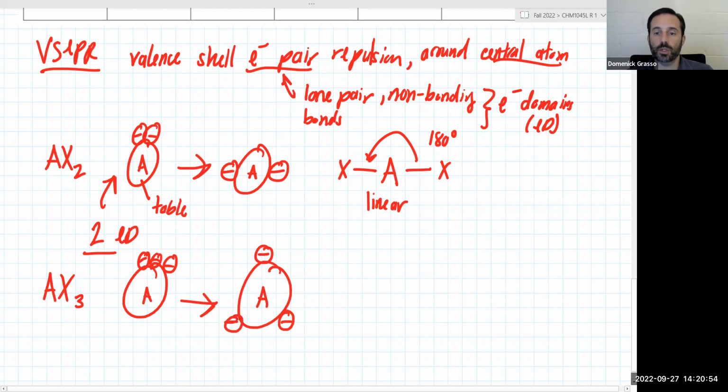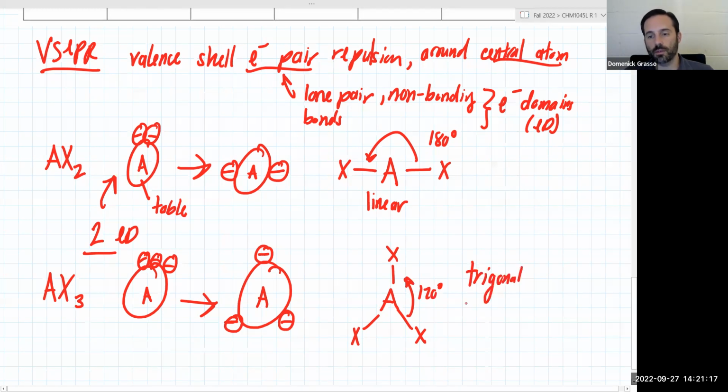To be as far away from each other as possible, they'd be on the corners of a triangle. So the way that would look, I'd have A, I'd have X, I'd have X, and I'd have X. Those would be about 120 degrees away from each other. And the name of this shape? So this shape is still flat. We're talking about three dimensions, but so far, everything is planar. It looks like a triangle, so it's trigonal, but it's flat, so it's planar. So this is a trigonal planar molecule.